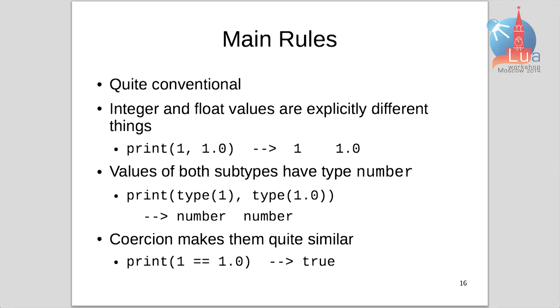So what are the main rules? The main rules are quite conventional. It's not very different from other languages that have floats and integers, which is almost all languages in the world. Integers and floats are explicitly different. In particular, when you print them, you see the difference. That's mostly so people are aware that there is this difference.